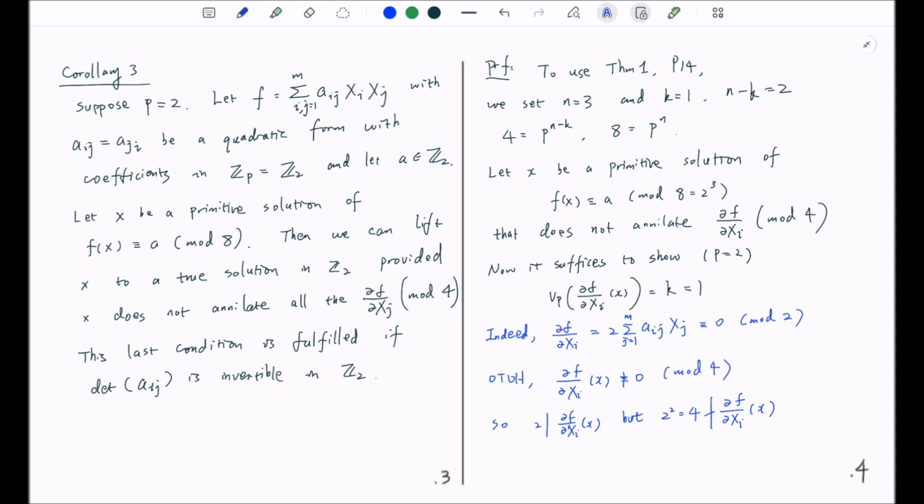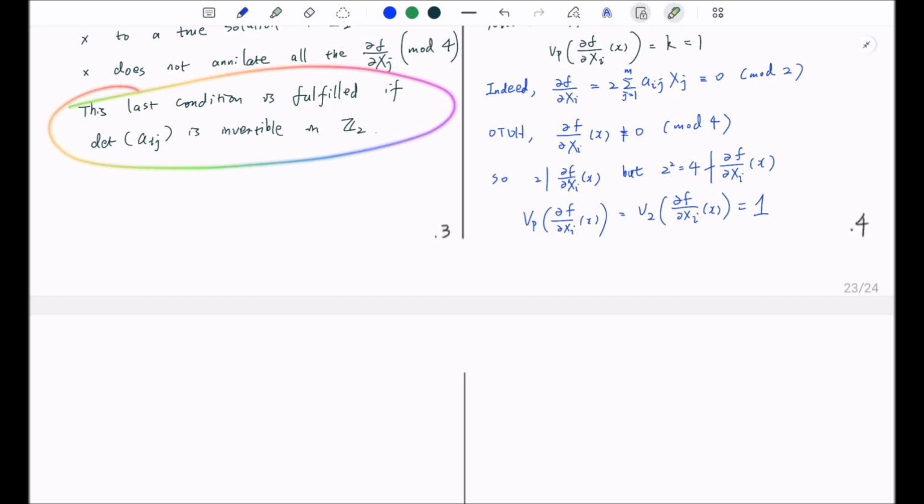And this implies that the p-adic valuation, which is the 2-adic valuation of this partial derivative, is equal to 1. And therefore, by theorem 1, this x indeed leads to a true solution in Z2. Now it suffices to check the last sentence in corollary 3. Why is this last condition fulfilled if the determinant of the matrix formed by the a sub ij's is invertible in Z2.